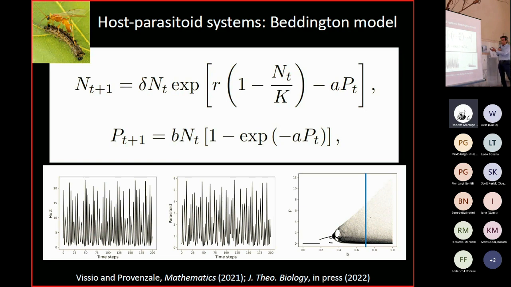This is a system that can display the usual things. I mean, this is a bifurcation diagram, for example, for the parasitoid. And then if you stay in the chaotic region, you see something like that, the time series of the host and the time series of the parasitoid.